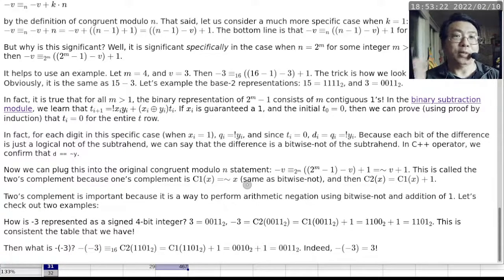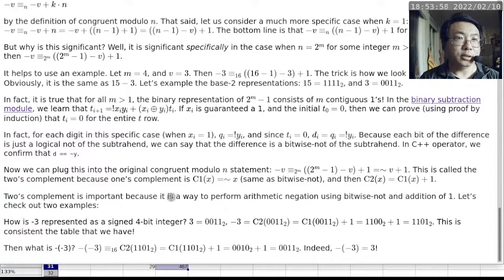Okay, it's nothing more than just a different name for the same operation. Bitwise not of a bit pattern is also called one's complement, which I use C1 here to represent, of the same bit pattern. So this part is just name. Nothing really significant other than the name. So C2, on the other hand, or 2's complement of x, is defined to be 1's complement of x, x being a bit pattern, plus 1. And that turns out to be equivalent to taking the arithmetic negation of a bit pattern.